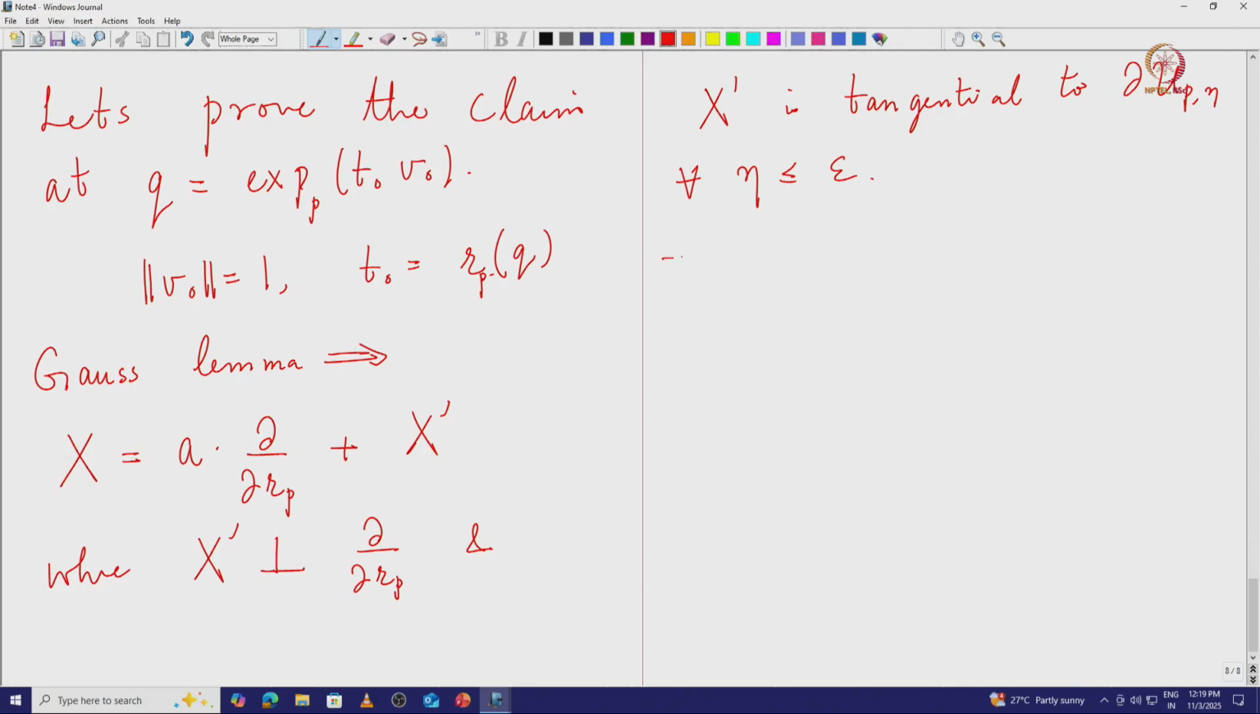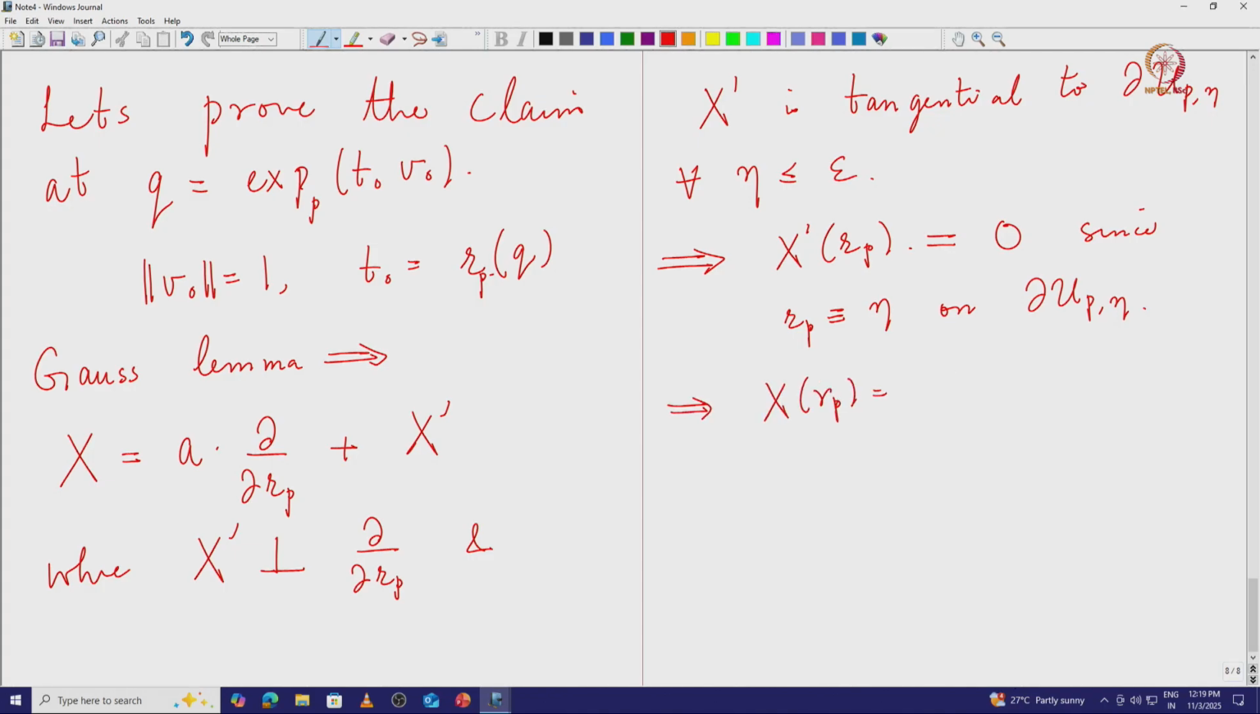So this implies that X prime applied to the radial distance function gives zero, because the radial distance function is a constant eta on the boundary of the geodesic ball of radius eta. If you differentiate it in the tangential direction, you are going to get 0. So that means that X of Rp is precisely a times del Rp by del Rp, which we have seen is just 1. So this is simply a.